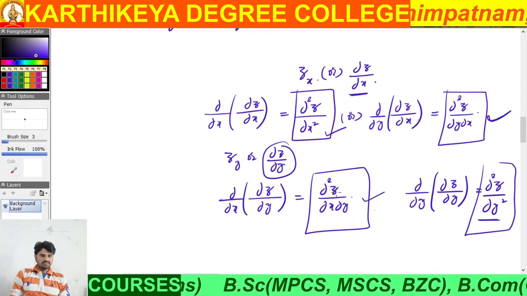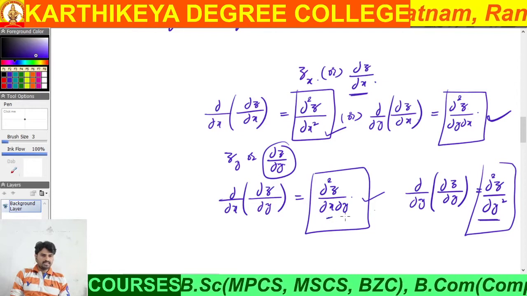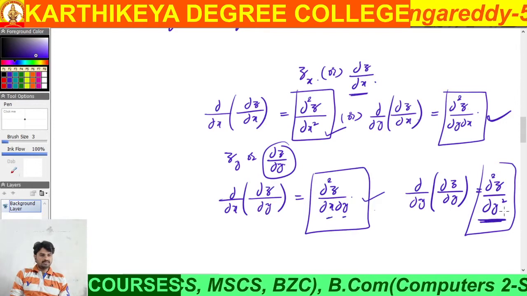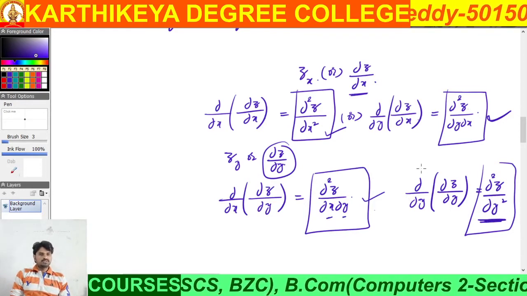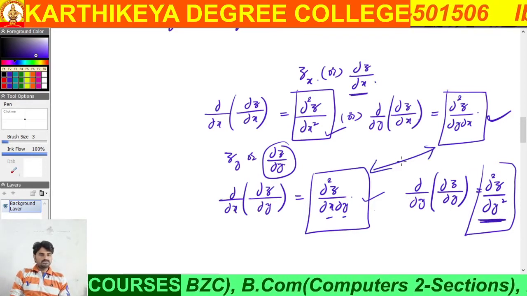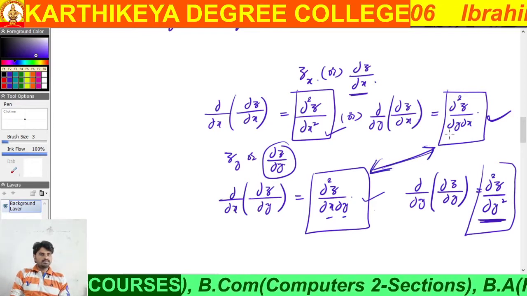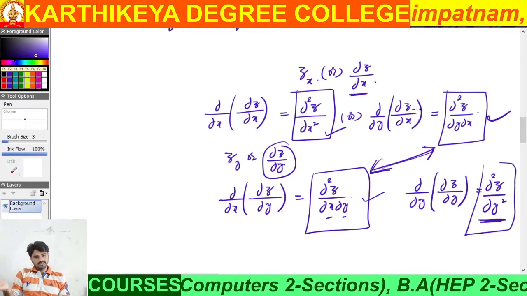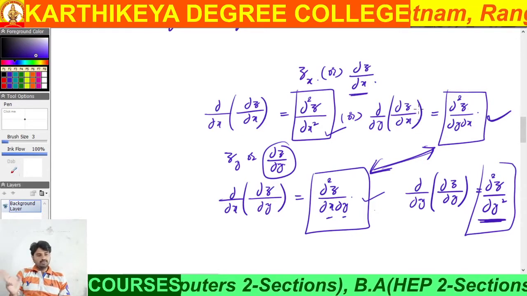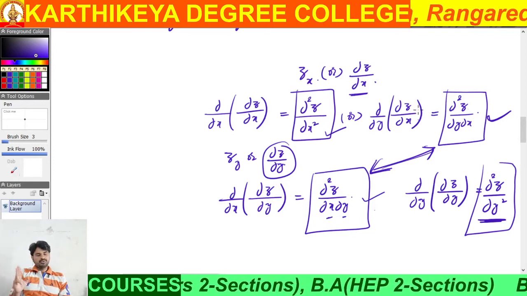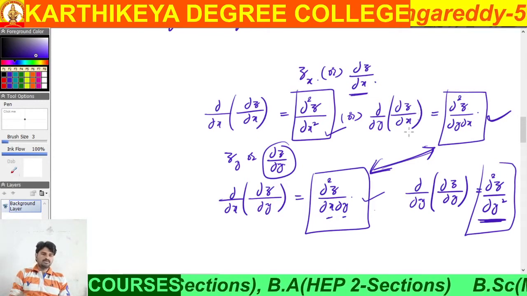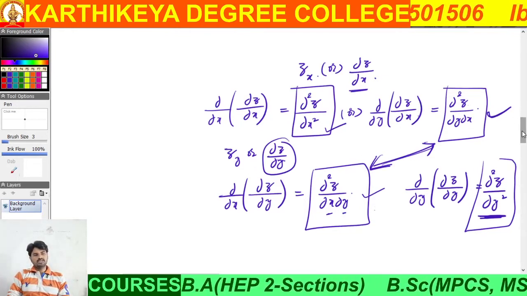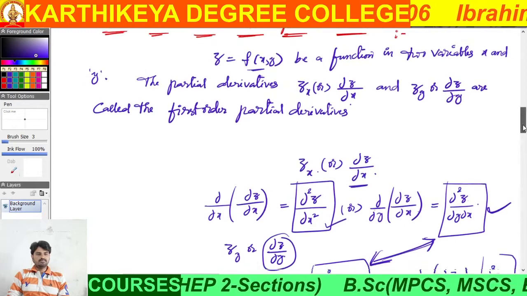Here also, the derivative of z with respect to x one time and y one time. Here also, the derivative of z with respect to y twice. In this one, these two derivatives are equal. That means if you differentiate a function with respect to x and then with respect to y, or with respect to y and then with respect to x, they both are equal. Now we can say that these four derivatives are called the second order partial derivatives.